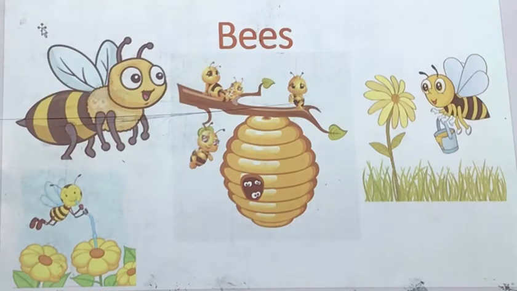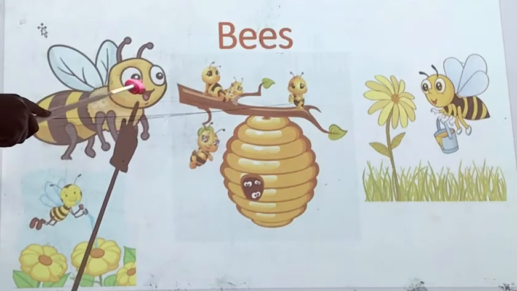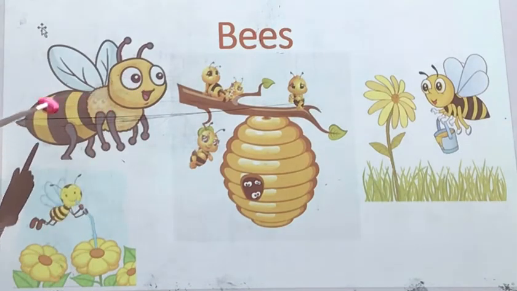How do we know it's an insect? Because it has 6 legs. 1, 2, 3, 4, 5, 6. It has the head, the abdomen, the thorax, the wings, and the antennas. Remember, we said those are the things that we see before we know it's an insect.